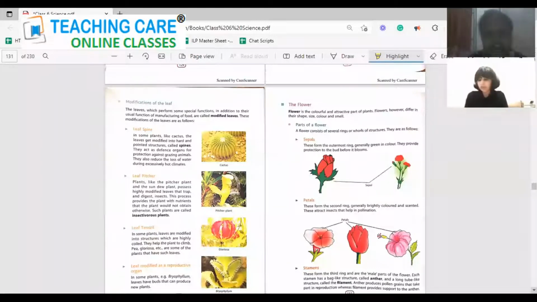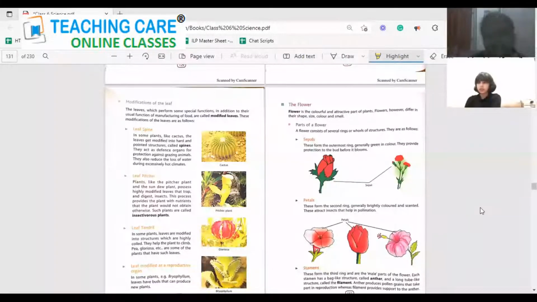The next one is the pitcher plant, leaf pitcher. In the pitcher plant, the sundew plant possess highly modified leaf to trap the insects and digest it. They get the nutrients from these. These are called insectivorous plants. Have you seen a pitcher plant anywhere? Ma'am, I've seen in games, like Venus flytrap. Okay.